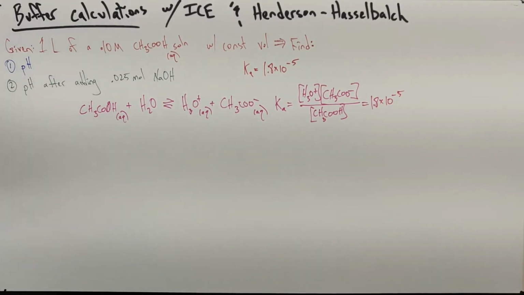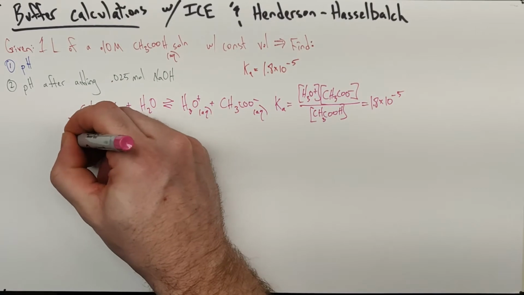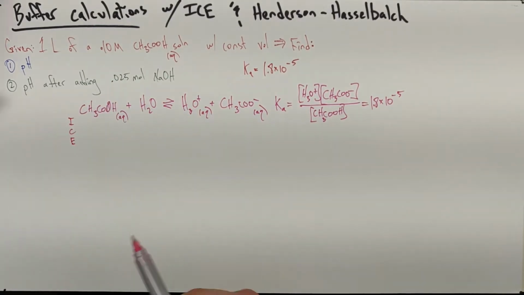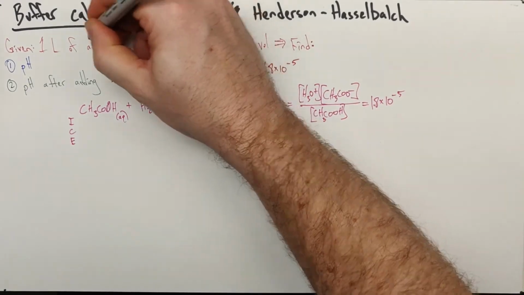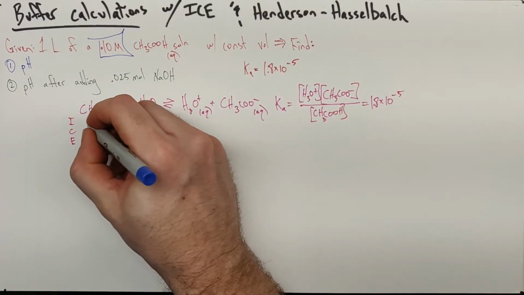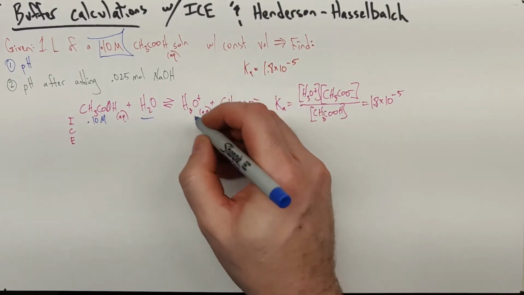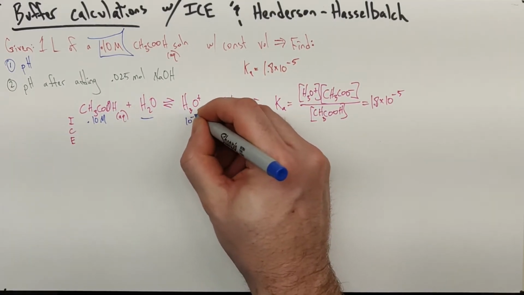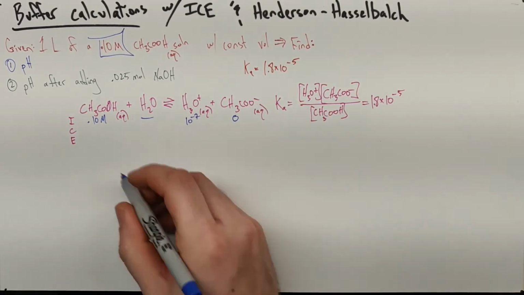And again, when you're setting up an equilibrium problem, I would just start out with ICE. If I don't know anything else to do, I would fill in the information I have right off the bat. In this particular case, we've got 0.10 molar, and so that is our initial amount. H2O we're not worried about. It's the solvent. H3O plus is 10 to the minus 7th from autoionization. And CH3COO minus, the acetate polyatomic ion, is 0 because we haven't made any yet.